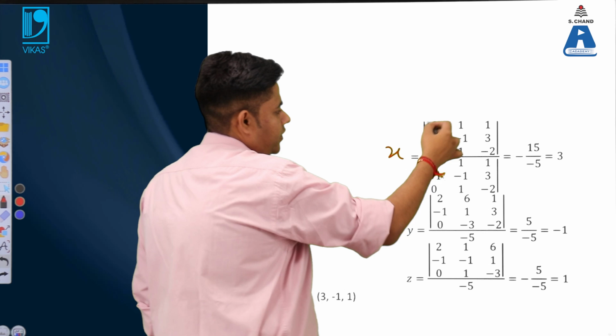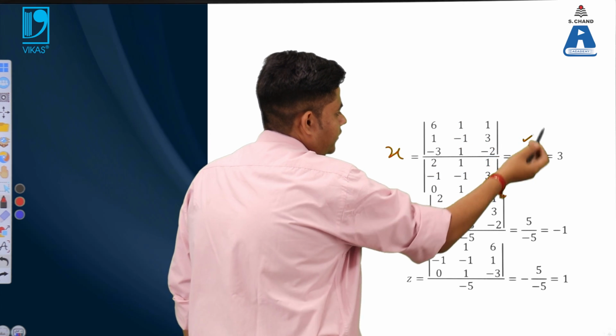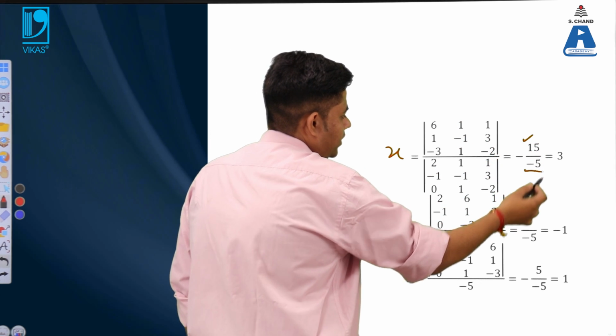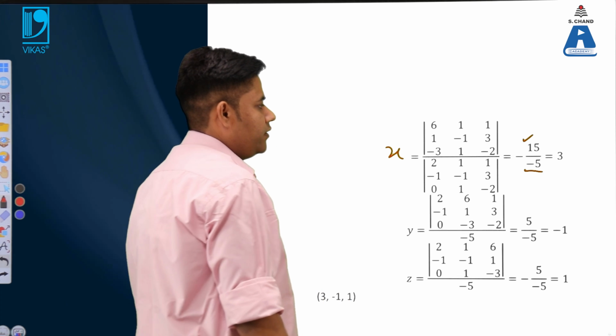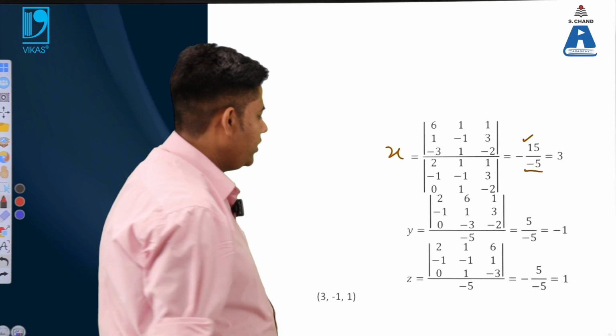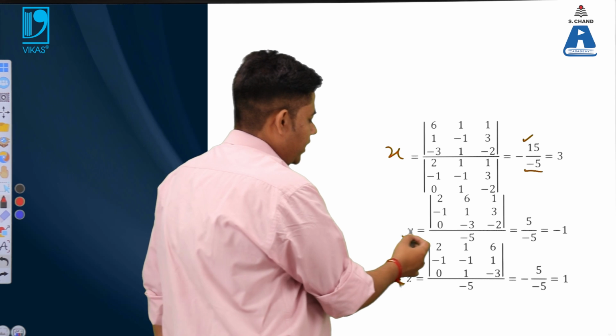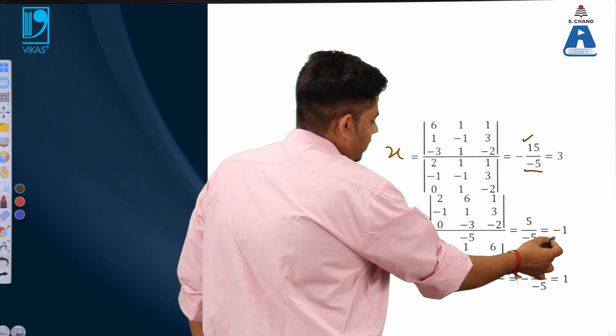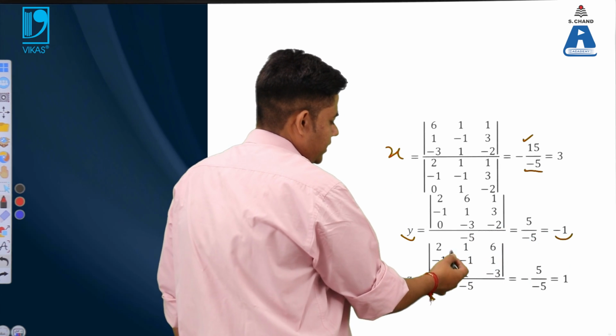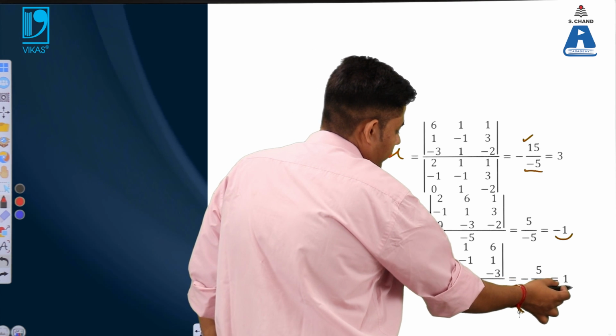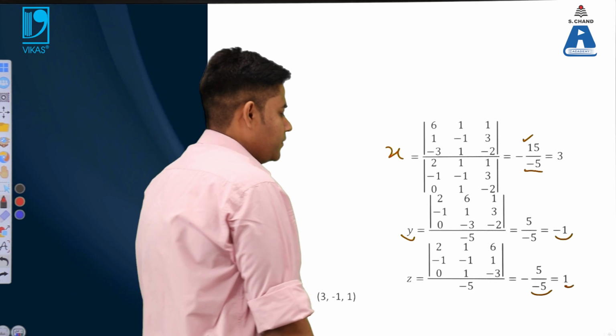So for x, when you solve this matrix, you will get minus 15, and this determinant is minus 5. So when you solve it, you will get a value 3. When you solve this y, you will get 5 over minus 5, which is minus 1. When you solve this z, you will get the value 5 over minus 5, which is 1.